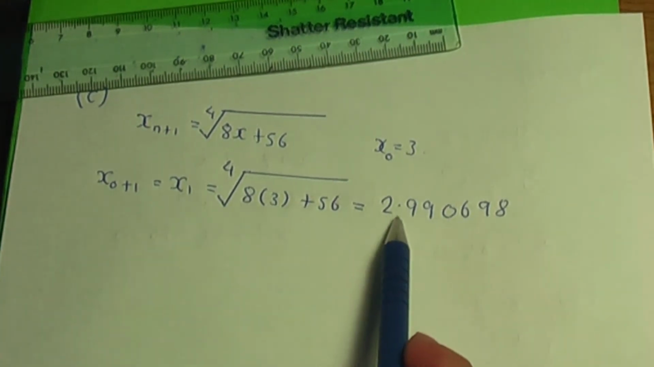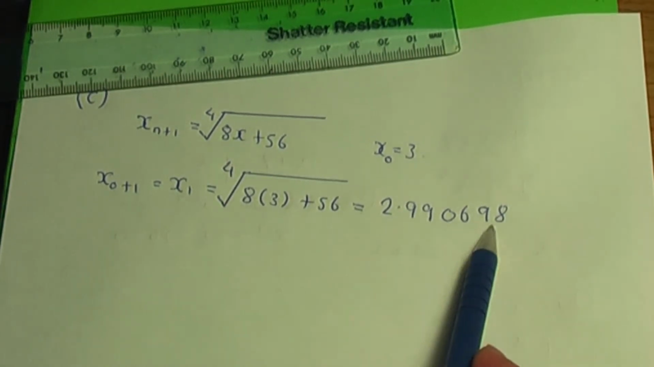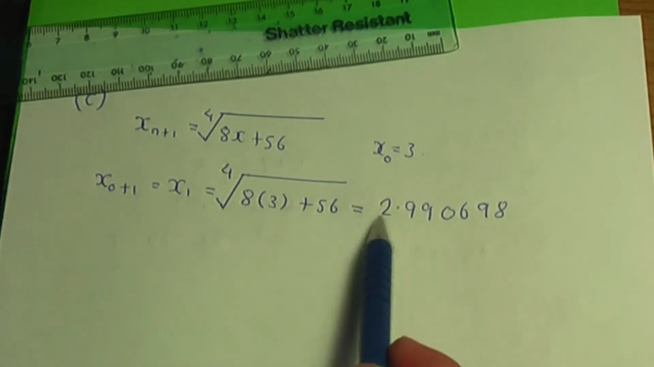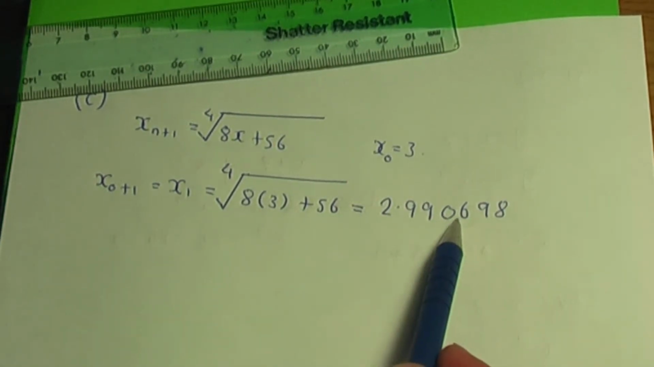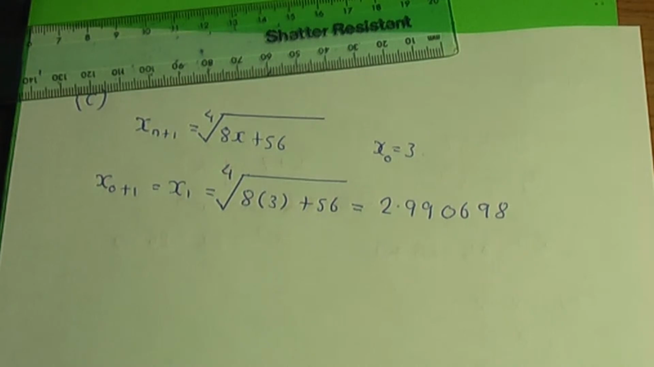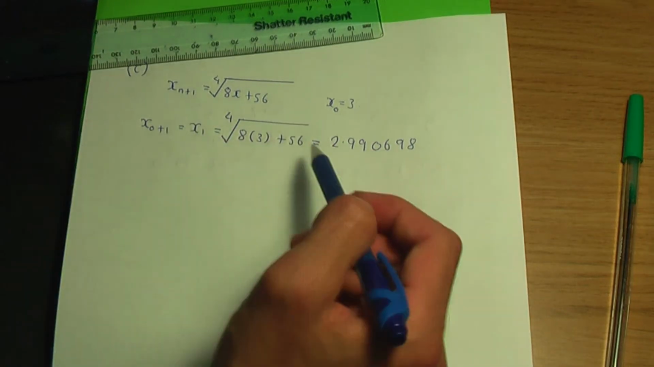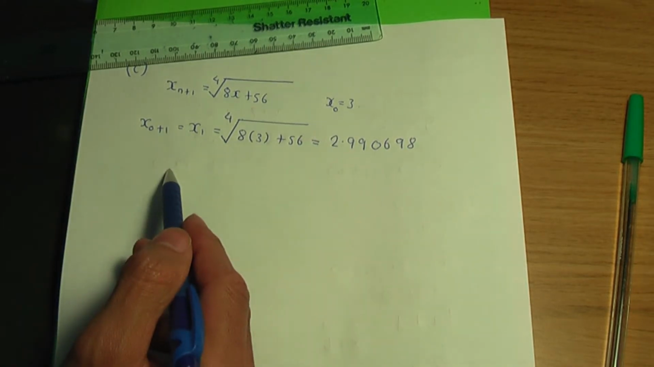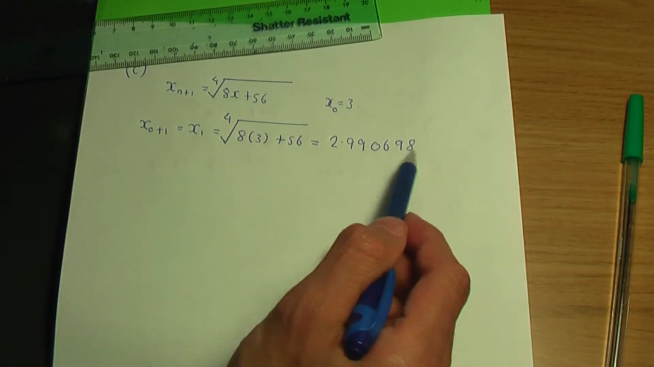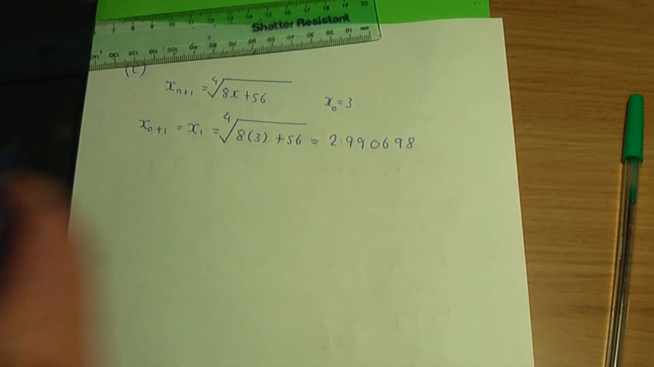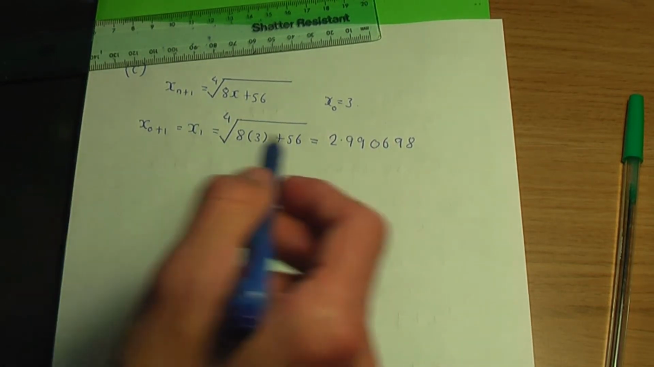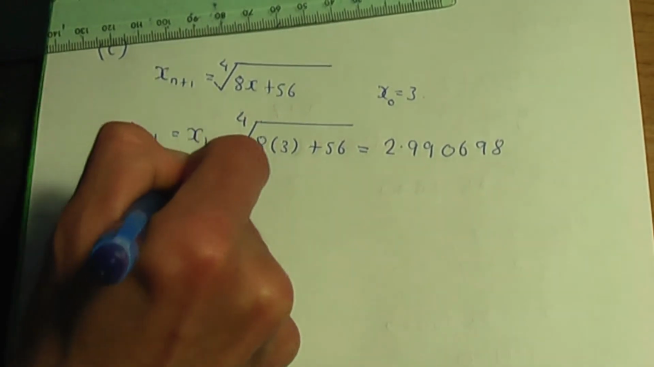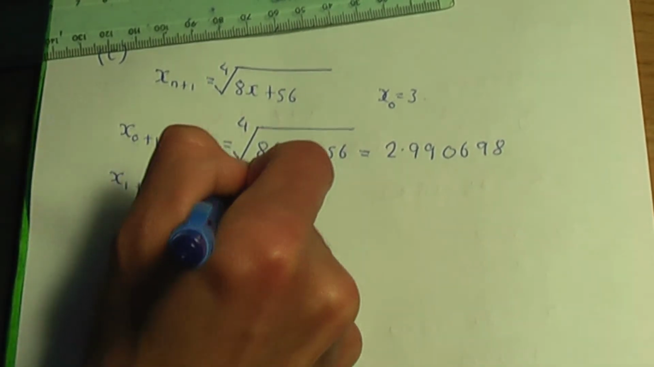So I would encourage you writing it to 6 decimal places when you calculate the consecutive values, or even better, use the whole value in the calculator to work out the consecutive values. So when it comes to the iterative process, to work out the next one, we need to put the whole value of x1 into the iterative formula. And when we do that, we're going to have x1 plus 1, which is x2.